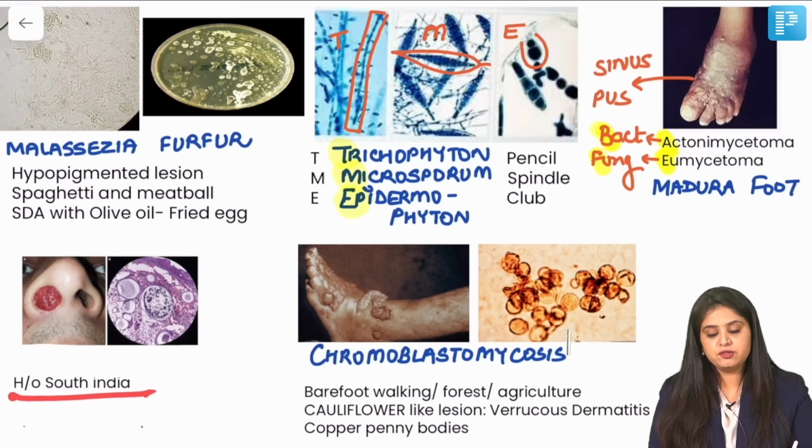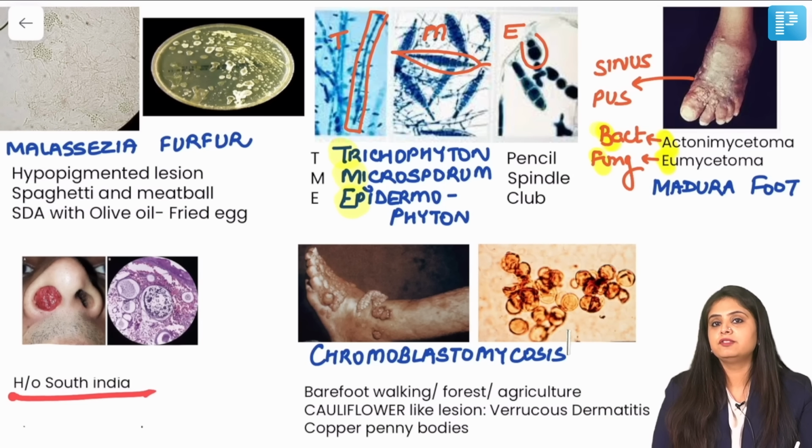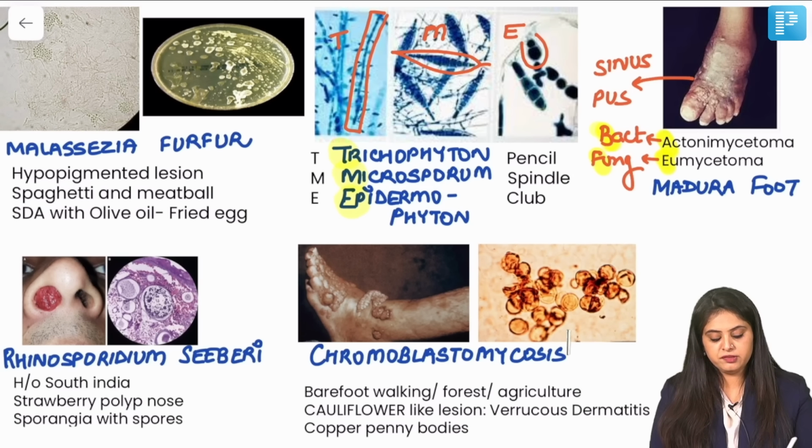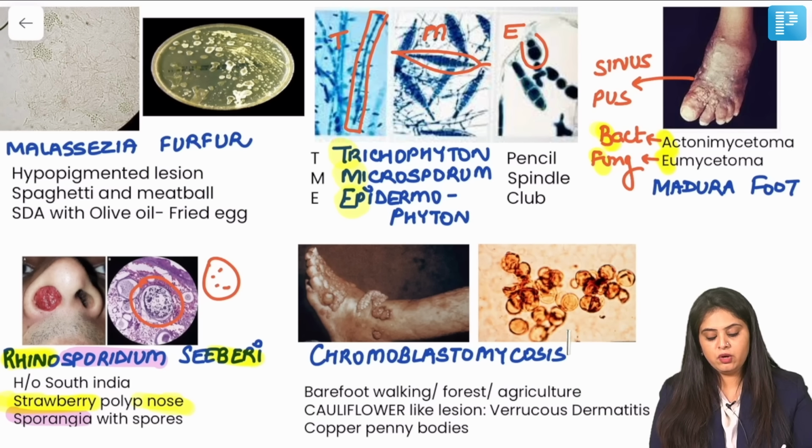Now from the foot, let's shift to the nose. I can see there's a history of South India, which predominantly means being closer to the water and to do with swimming. And I can see some strawberry polyps coming from the nose. We know this is Rhinosporidium seeberi. Rhino will tell me the nose and seeberi will tell me strawberry. So strawberry polyps. So what will Rhinosporidium tell me? That it will show me sporangia, these round structures with dots, those are sporangia.